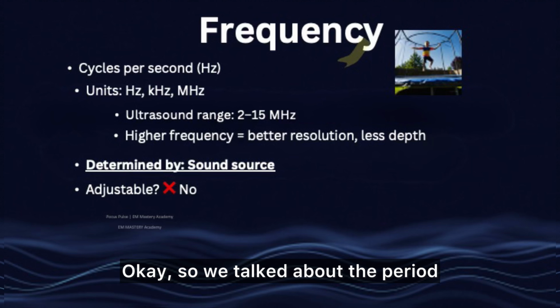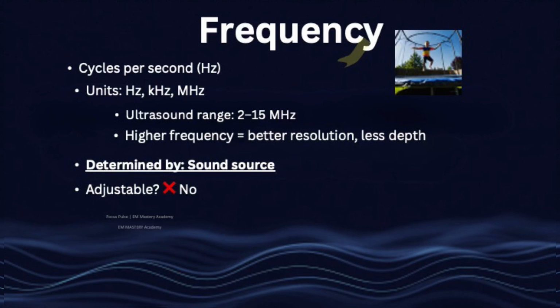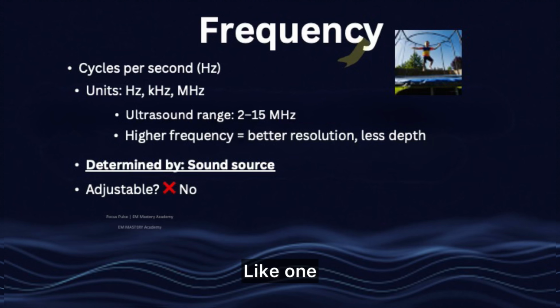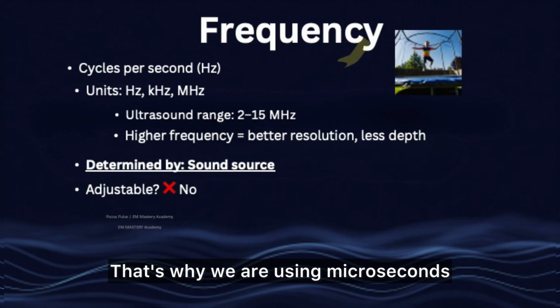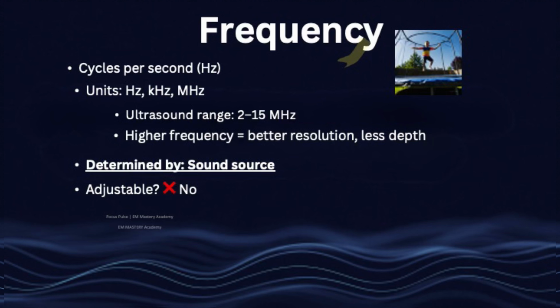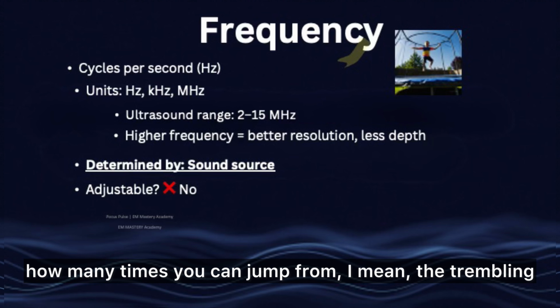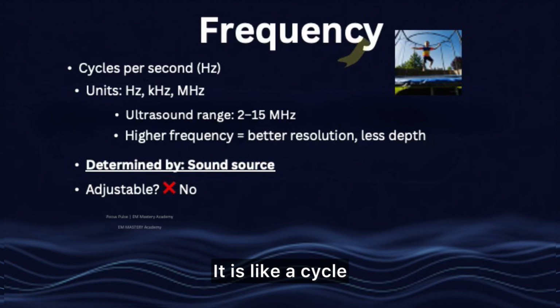Okay, so we talked about the period. Period was the time it takes for one wave to finish one cycle, like one bounce on a trampoline. It was a very short time, like a millionth of a second. That's why we are using microseconds. About the frequency: frequency is how many wave cycles happen in 1 second, like how many times you can jump on the trampoline. It is like a cycle. So that is the frequency.